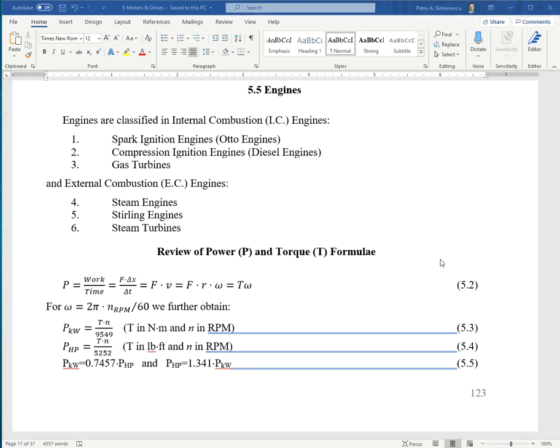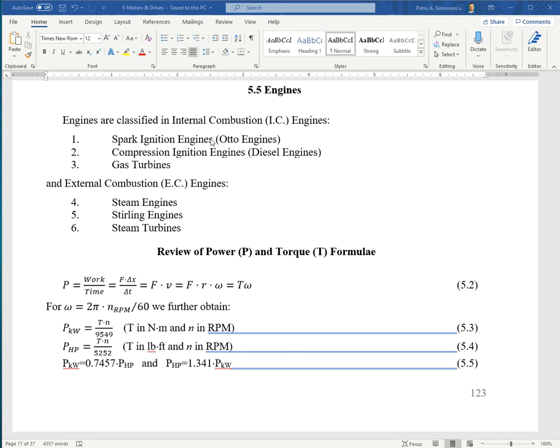This is part 2 of the lecture on motors and drives, and we're now talking about engines used in many applications, transportation primarily, but they're also used in stationary applications, to drive lawnmowers, walk-behind tractors and backup electric generators.